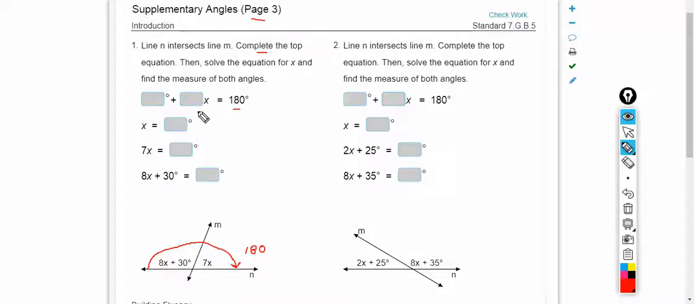So we know they got an X here, so we know 7x goes there. So they want us to put the 7x here, and then, oh no, they don't even want us to do that. They want us to go ahead and combine them. Okay, so we have to do the 7x plus the 8x. So that's going to give us 15x. So they want us to put the 15 here.